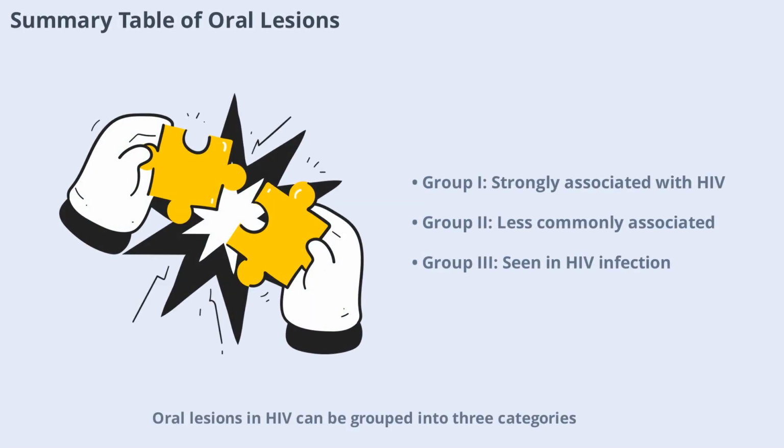Oral lesions in HIV can be grouped into 3 categories. Those strongly associated with HIV, like candidiasis, hairy leukoplakia, Kaposi's sarcoma, and periodontal diseases. Those less commonly associated, such as salivary gland disease and necrotizing stomatitis, and those seen in HIV infection, including recurrent aphthous stomatitis and various bacterial or fungal infections. This classification aids in diagnosis and management.